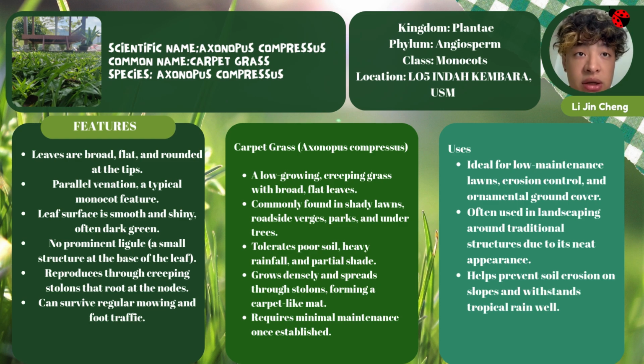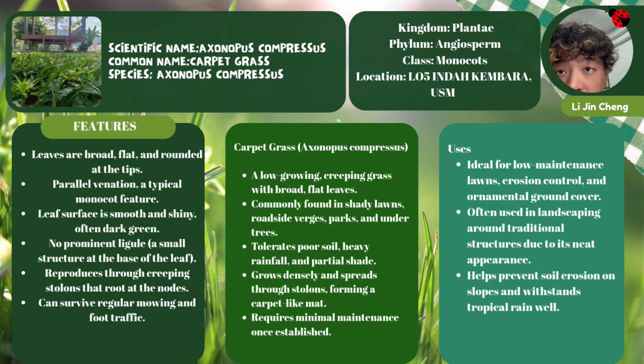As we talk about the features, the leaves are broad, flat, and rounded at the tips. It has parallel venations, a typical monocot feature. Leaf surface is smooth, shining, often dark green. No prominent ligule. It means that it has small structures at the base of the leaf. Then it reproduces through creeping stolons at the root nodes. It also can survive regular mowing and foot traffic.